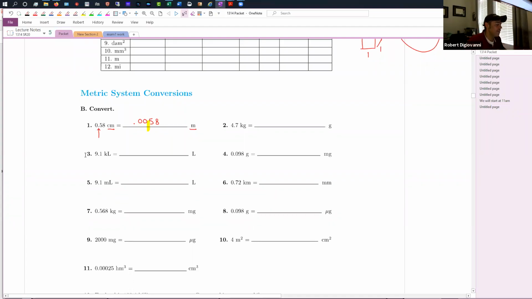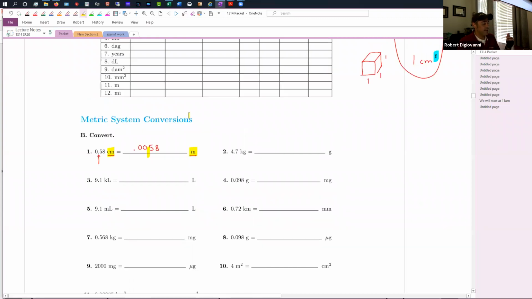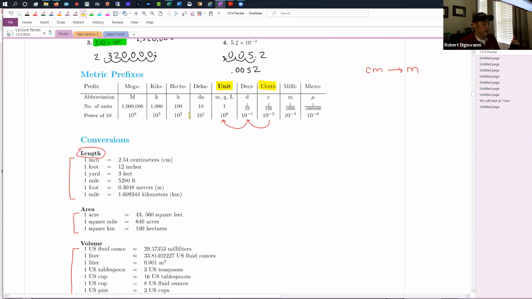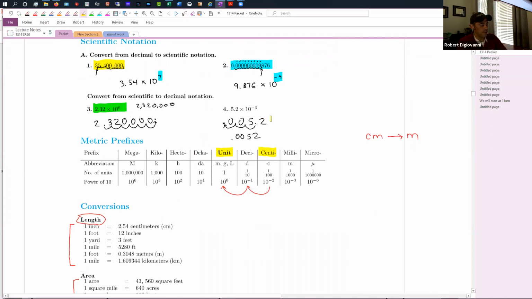Okay, so if you're working with the metric system and you want to go from one metric unit to another metric unit, but in this case, we want to go from centimeters to meters. The easy, quick way to do that is to go up to the chart, find centimeters, find meters, and then ask yourself how many spaces you have to move over to get from centimeters to meters. So we had to jump 2 places to the left to get from centimeters to meters on the chart.